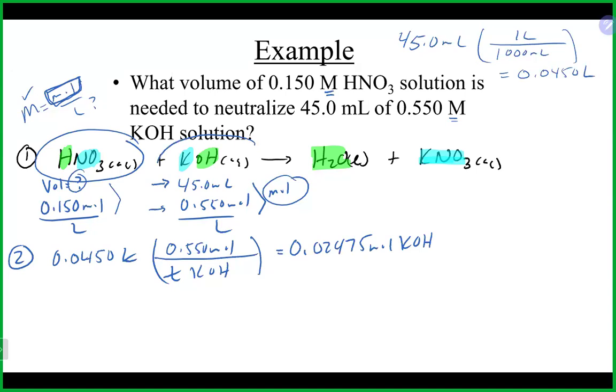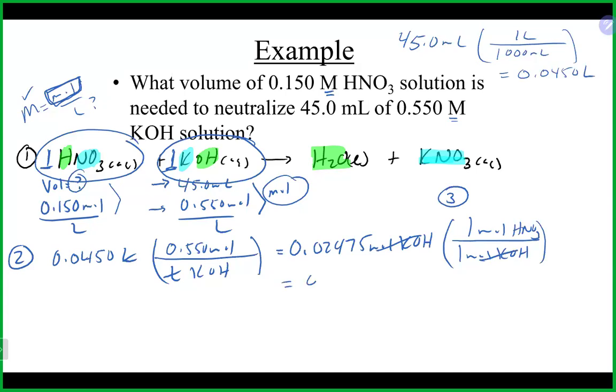So now we're ready to do our mole-to-mole relationship. And again, we hit another 1-to-1 here. A lot of those today, apparently. So we'll use our equation, and we can see that 1 mole of KOH gives us 1 mole of the nitric acid. So that's our third step, and that is really what's going to get us the moles of nitric acid. The moles of KOH will cancel, and we will now end up with 0.02475 moles of nitric acid, right? So we have now figured out the moles of nitric acid.